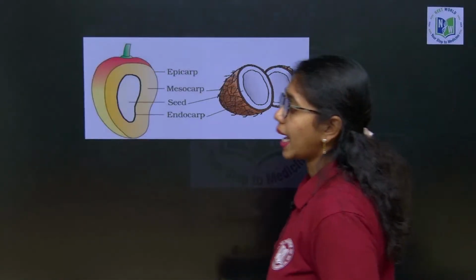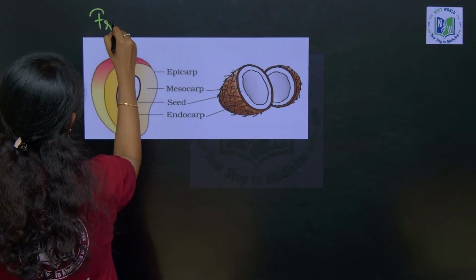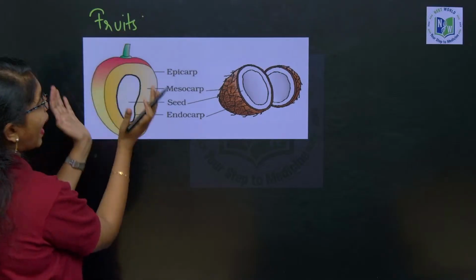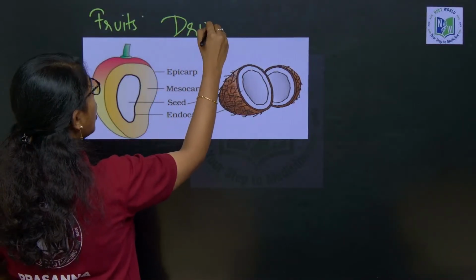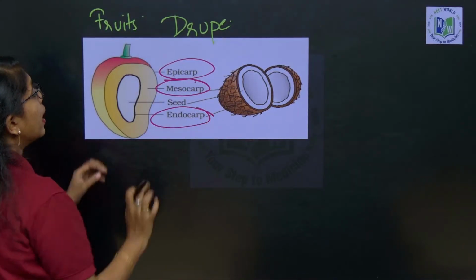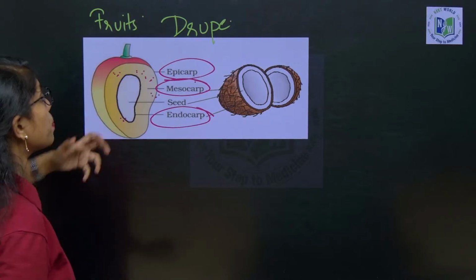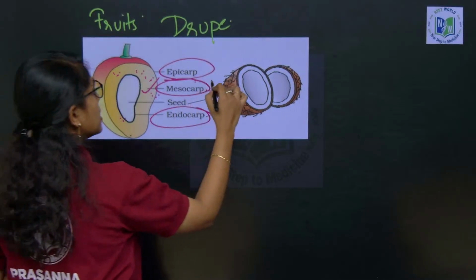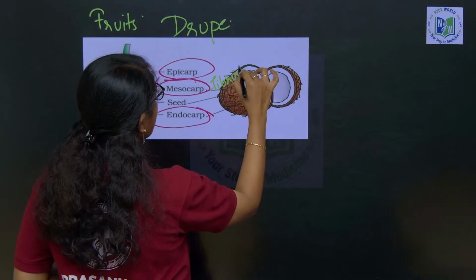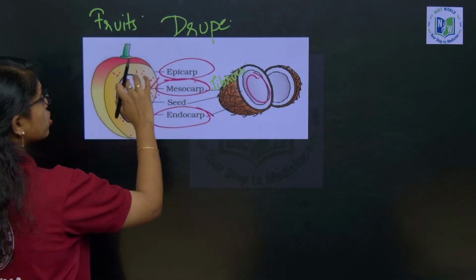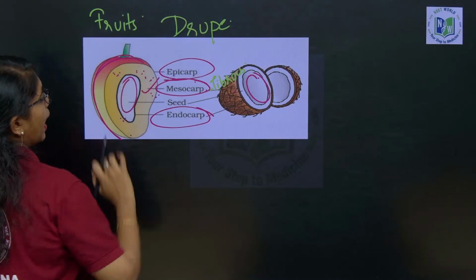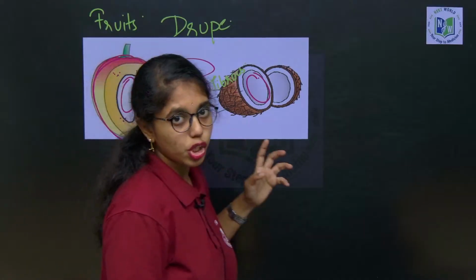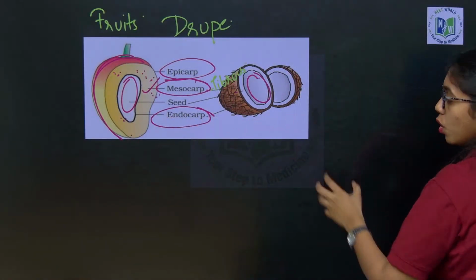And then types of fruits, wherein mango and coconut. This diagram is also very important. What is this type of fruit called? Drupe, where the pericarp has epicarp, mesocarp and endocarp. In the mango, which part is edible? Mesocarp is edible, but the same mesocarp in coconut is fibrous. Do remember, it is fibrous. Here you have stony endocarp, here also it is stony endocarp, and here it is a thin epicarp. This is the differentiation of the pericarp in mango and coconut.